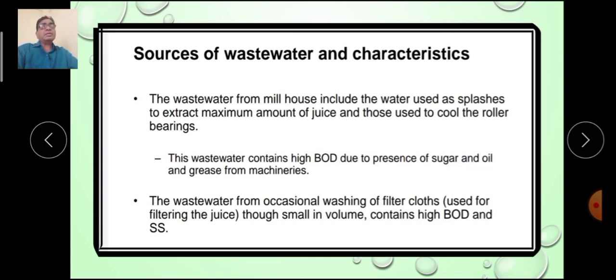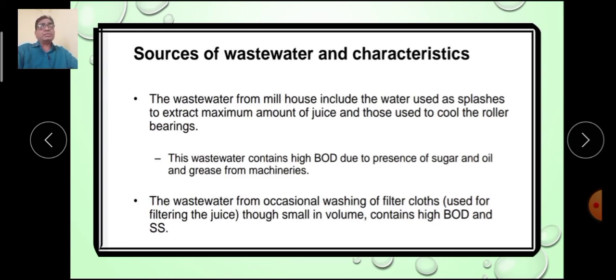Okay, and thus much water is used in the sugar industry, and after using it becomes contaminated, and therefore it is called wastewater. What are the sources of wastewater? The wastewater from the mill house includes the water used as splashes to extract the maximum amount of juice.